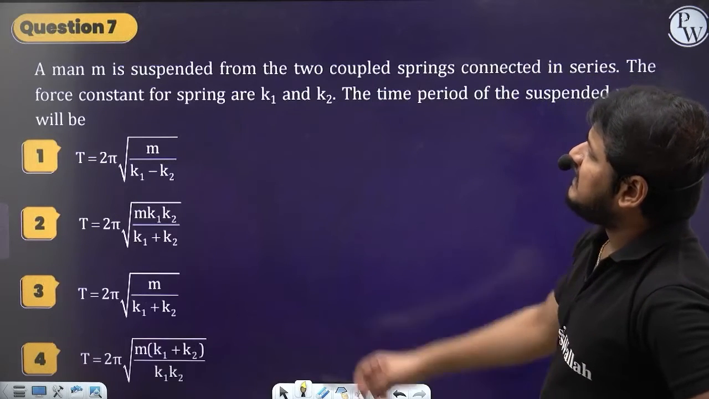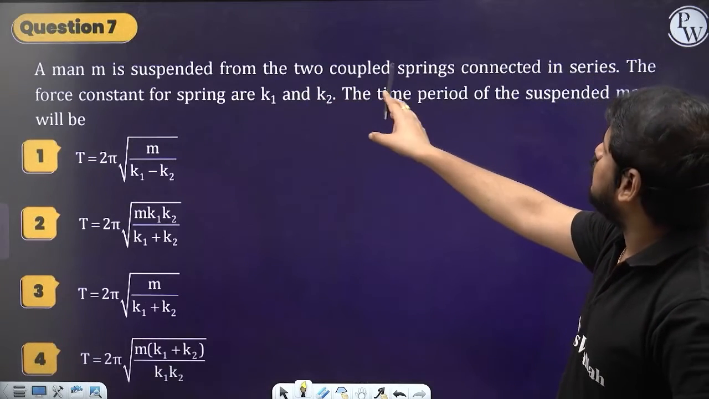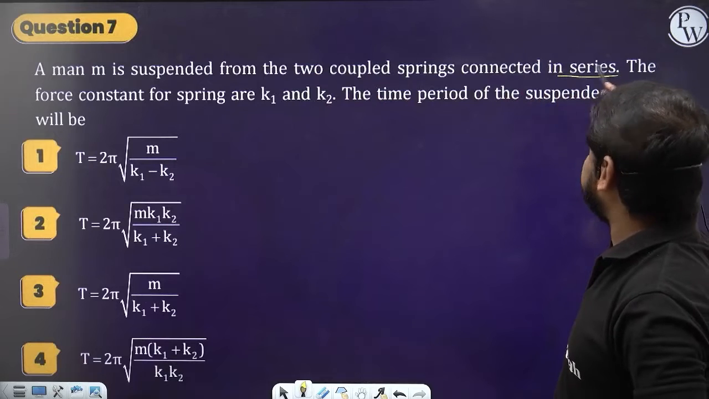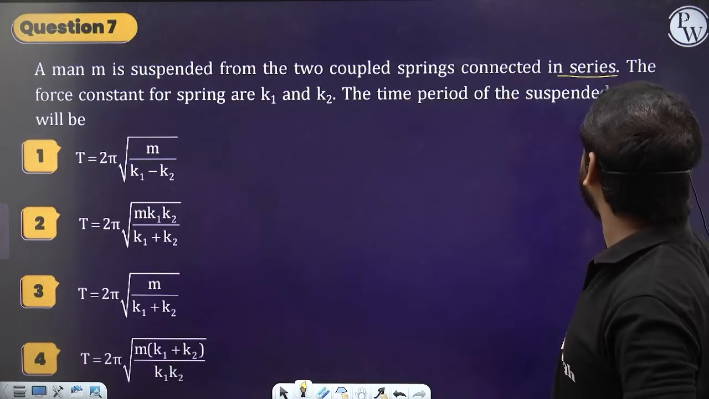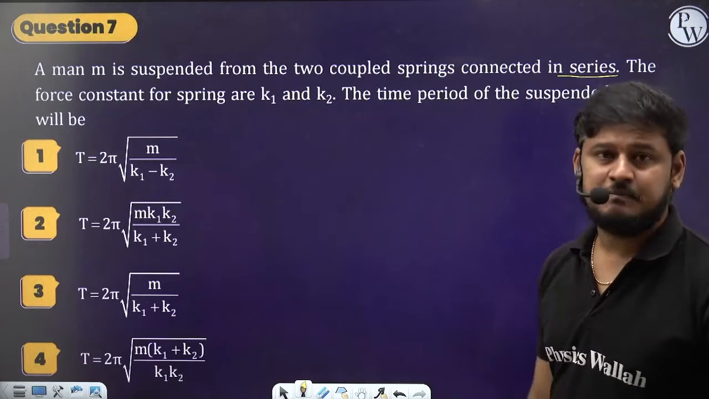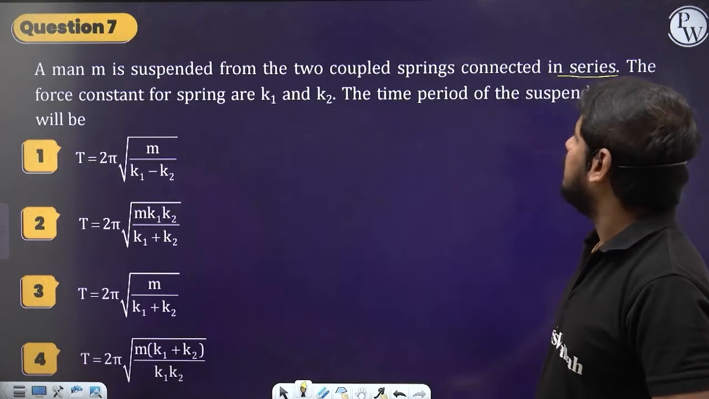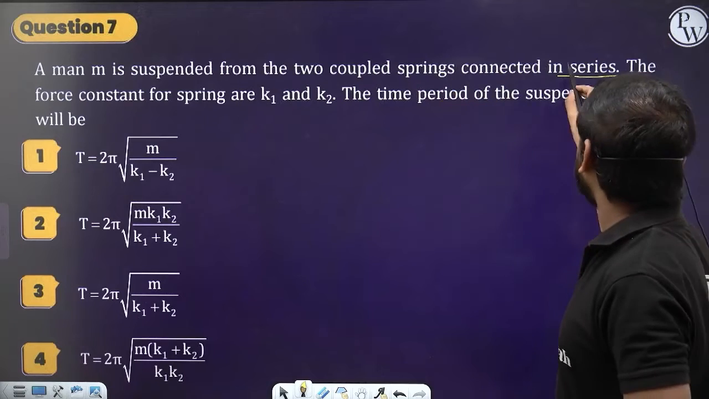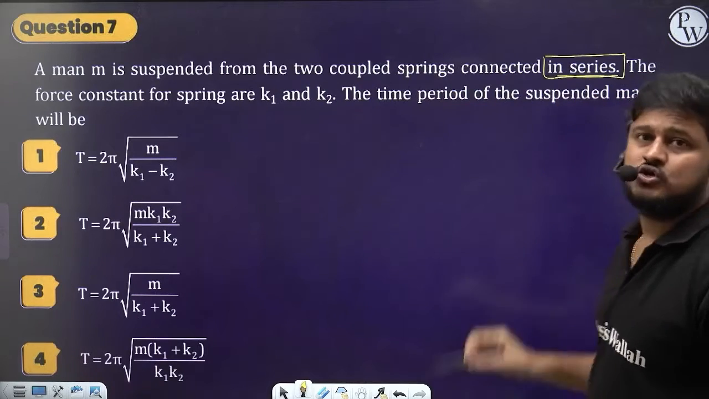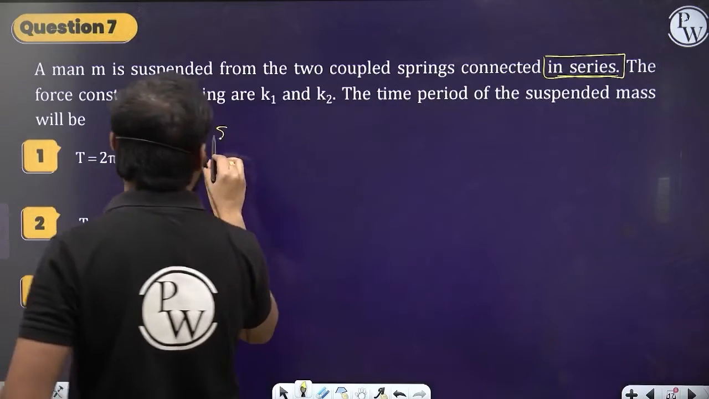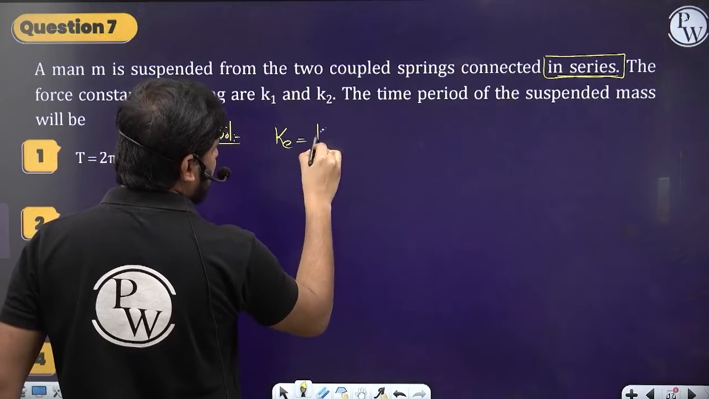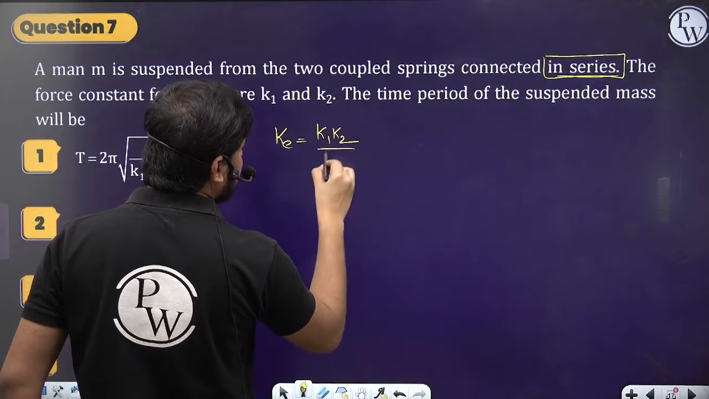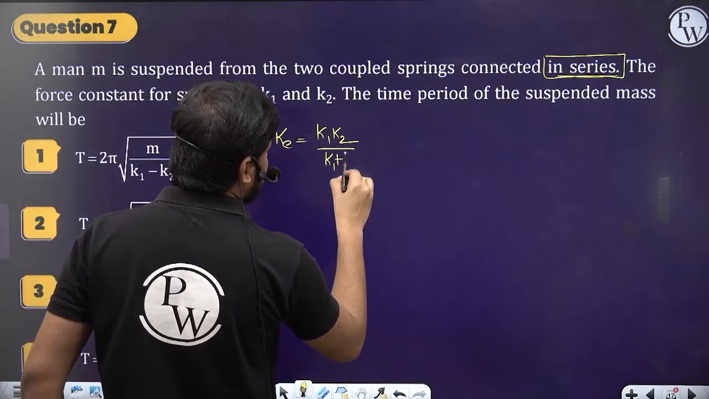A mass M is suspended from two coupled springs connected in series. The force constants of the springs are K1 and K2. The time period of the suspended mass will be, so what are they saying? They are connected in series. If the two springs are connected in series, the K equivalent will obviously be K1 K2 by K1 plus K2. So this part is clear?